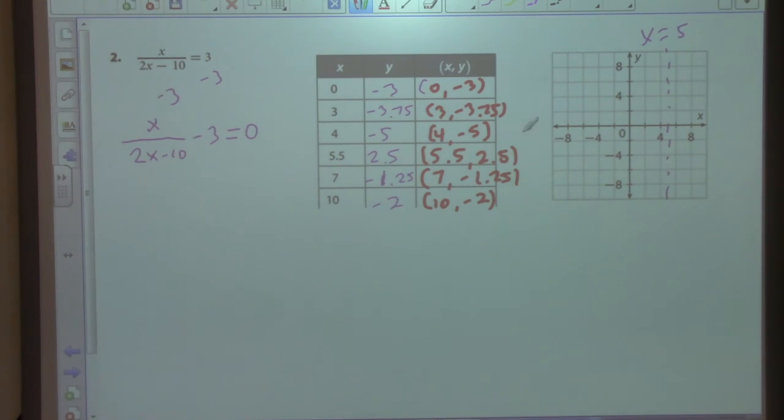Did you graph these? Yeah, I got it. So you got 0, negative 3, then 3, negative 3.75, something like here. And then 4, negative 5, so something like this. Then over here on the other side, which we know is where the answer is, you get 5.5, 2.5, so it's going to be about here. And then 7, negative 1.25 would be about right here. And then 10, negative 2, so it'll be like this.